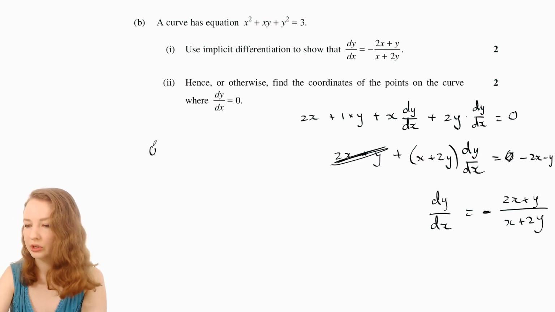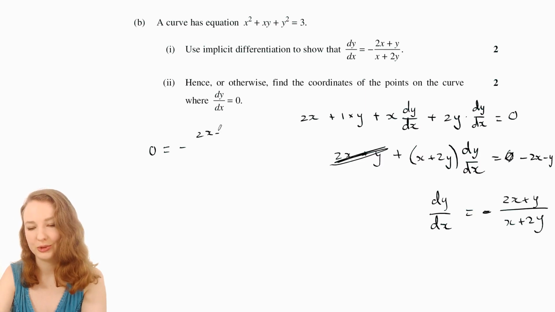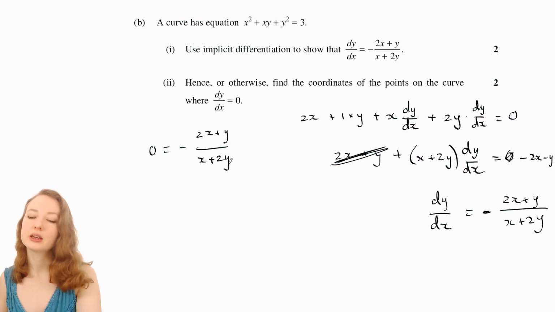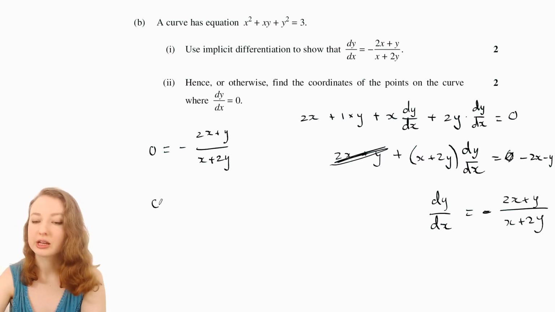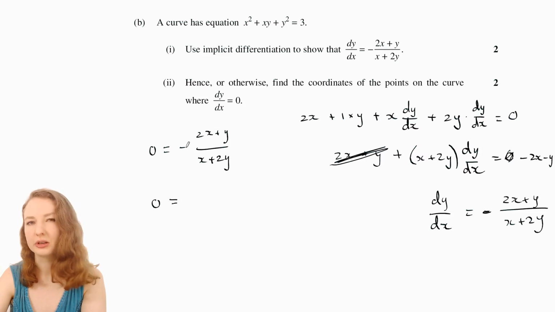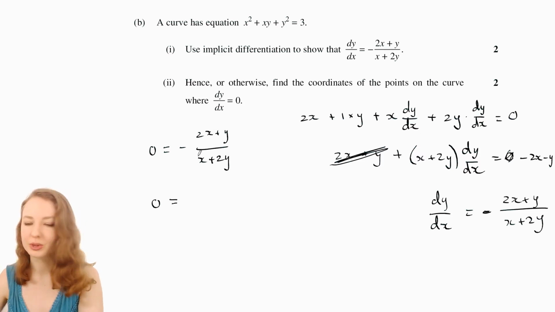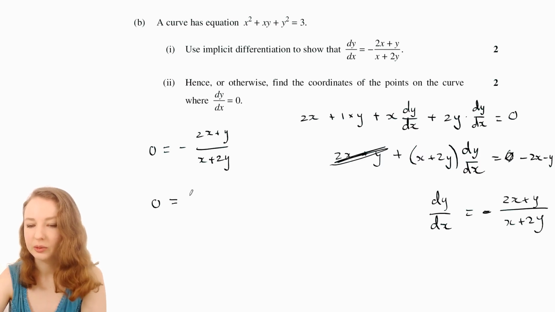Okay, so for part 2, we want to set this to be 0 and solve that. So we've got 0 is negative 2x plus y over x plus 2y. And then if you multiply both sides by x plus 2y, then on the left you're just going to get 0. Actually, let's get rid of the negative as well. We can multiply both sides by negative 1. And then the left is still 0. And on the right we'll have 2x plus y. So we could solve that for y. y equals negative 2x.